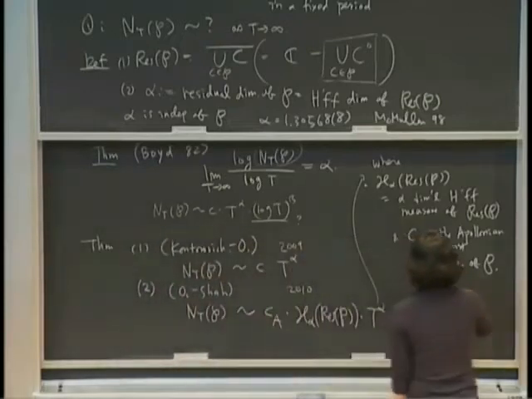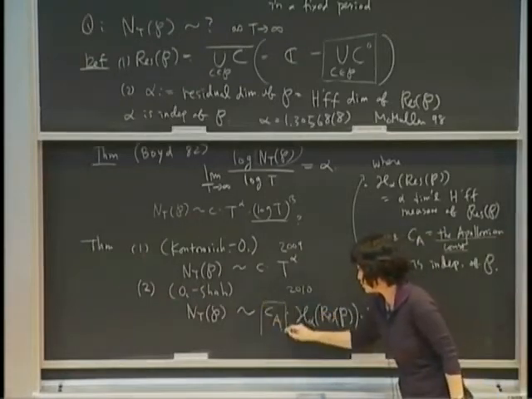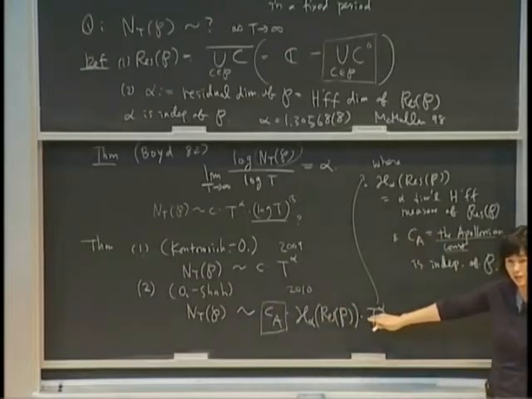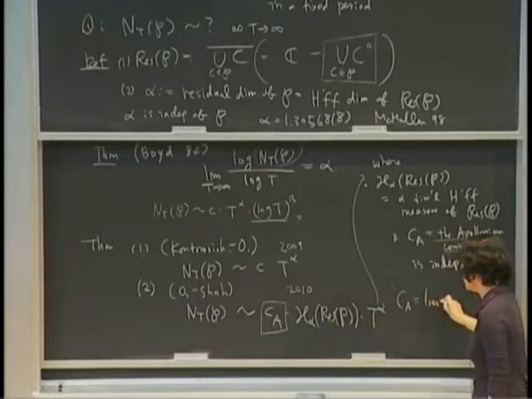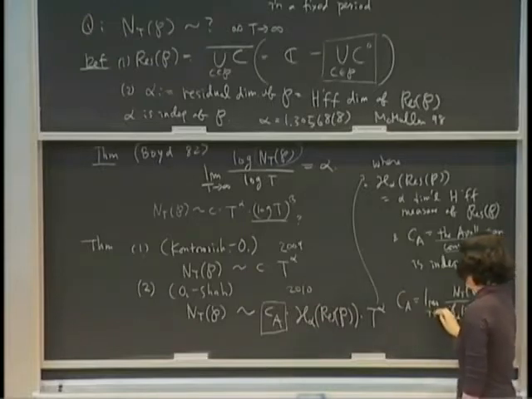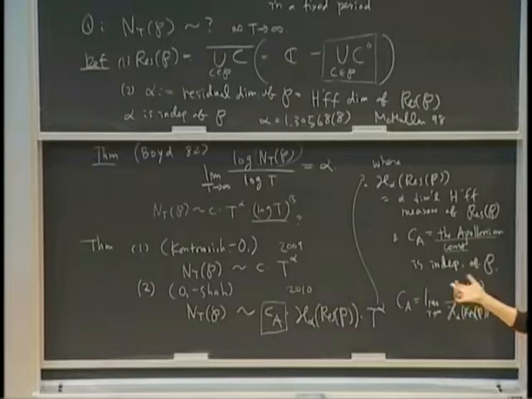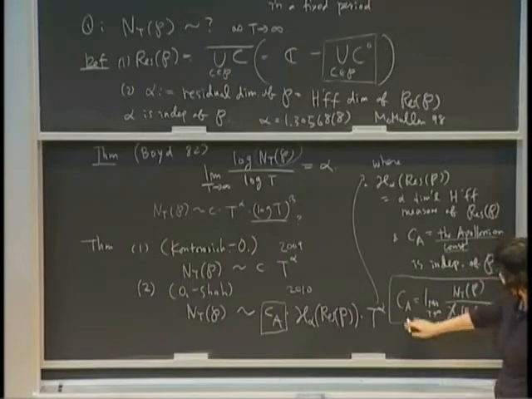And the reason that I proposed to call this constant the Apollonian constant is that it is independent of any packing P. In particular, you can think of C_A to be the limit of N_T(P) divided by this Hausdorff measure times T to the alpha. For any bounded Apollonian packing, you can choose your simplest bounded Apollonian packing, and then the Apollonian constant is given like this. And I don't know any estimate of this.